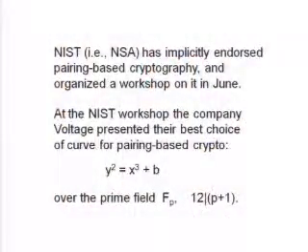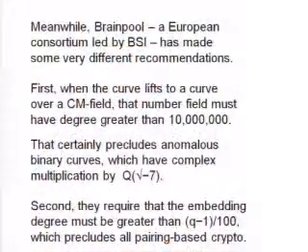In addition, NIST, which is essentially NSA, has implicitly endorsed pairing-based cryptography, and they organized a workshop on it in June. At that workshop, a company, Voltage, presented a choice of curve for pairing-based cryptography, namely the supersingular curve y squared equals x cubed plus b over a prime field, where 12 divides p plus 1, which among other things means that it's supersingular. And this is a very, very special curve. It has all sorts of special properties. So that's another example. It's not exactly NSA pushing this, but it's certainly NIST has been very cooperative with pairing-based cryptography.